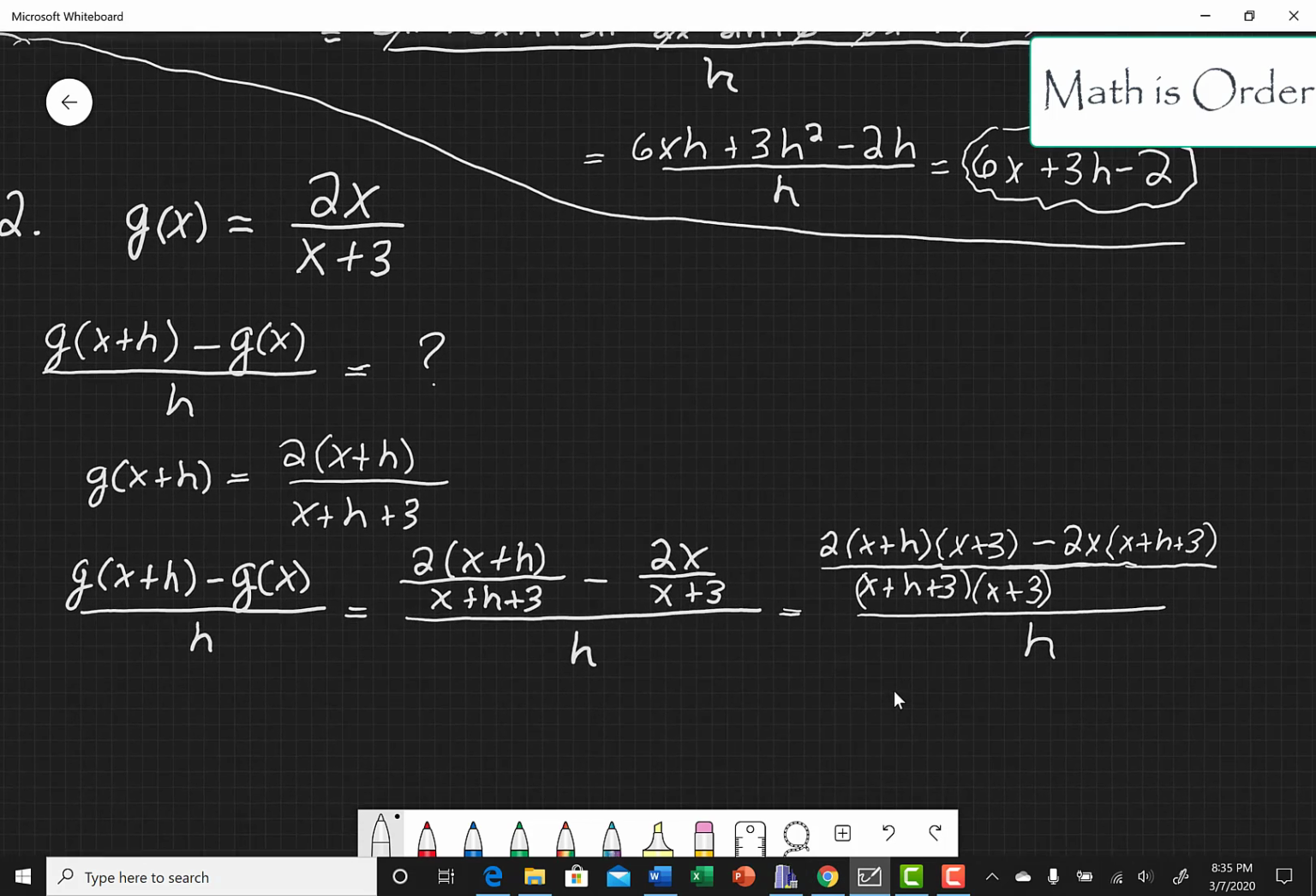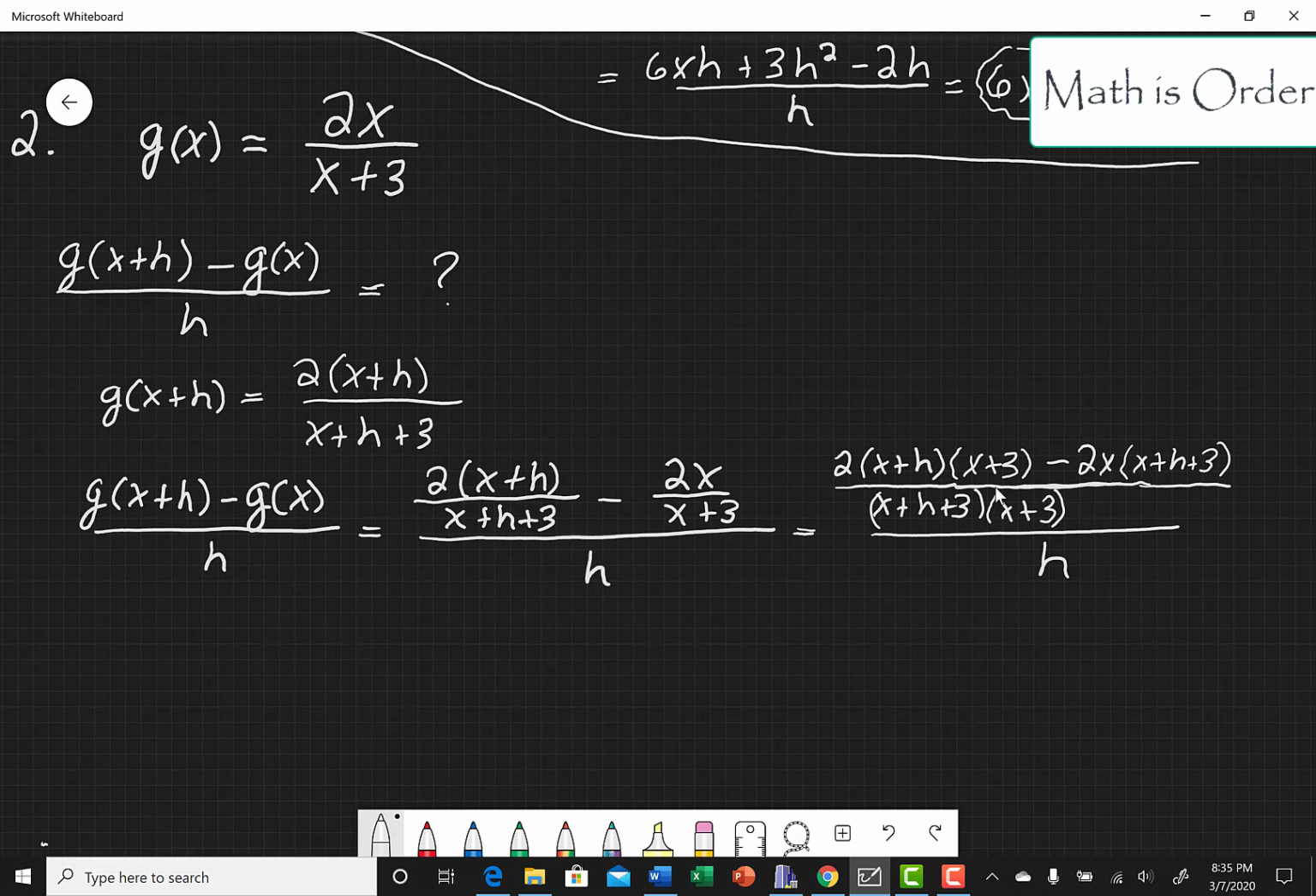All right, now I'm going to simplify this numerator here by multiplying this all out, and that's going to give us 2x squared plus 2x plus 2hx plus 6h, minus 2x squared minus 2xh minus 6x.